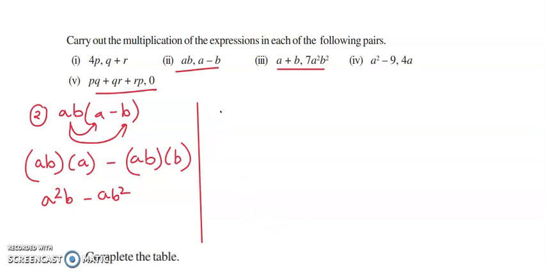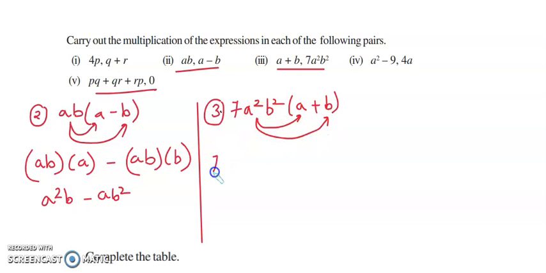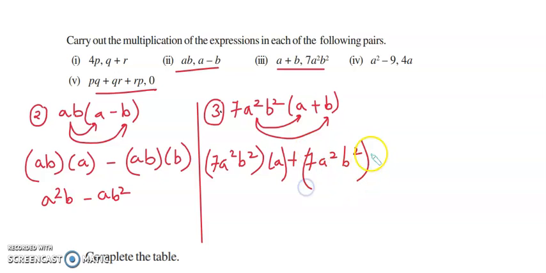Next, the third one. Okay, what is the third one telling me? It's 7A square B square with A plus B. So 7A square B square has to go with A and with B. 7A square B square with A, and then plus 7A square B square with B. So that will become 7A cube B square plus 7A square B cube. Why? Because A square into A is A cube and B square into B is B cube.